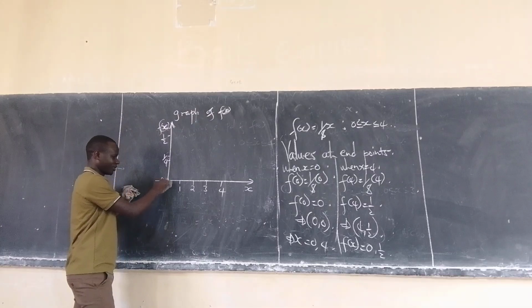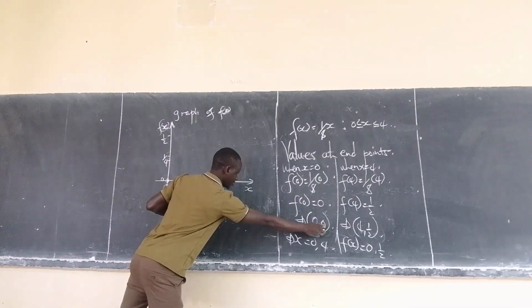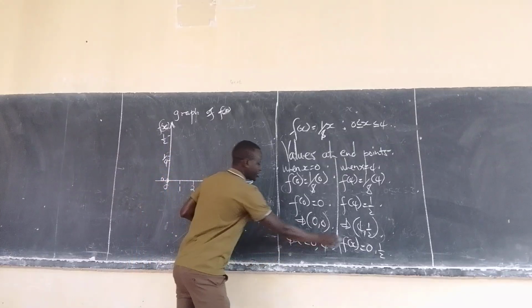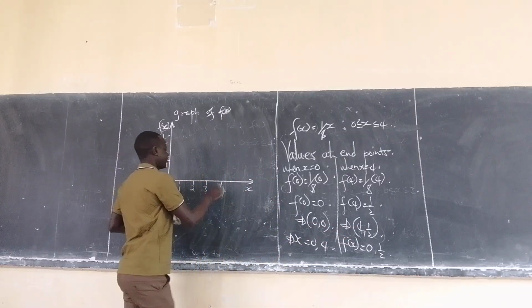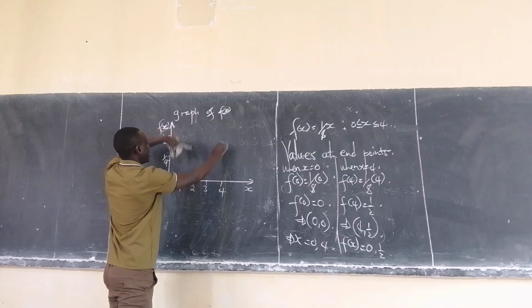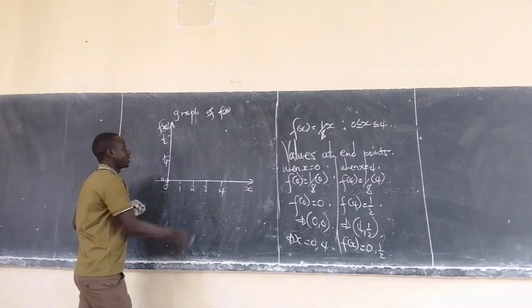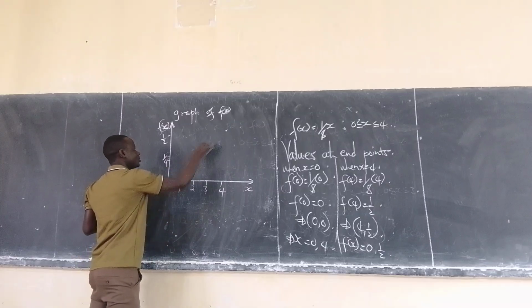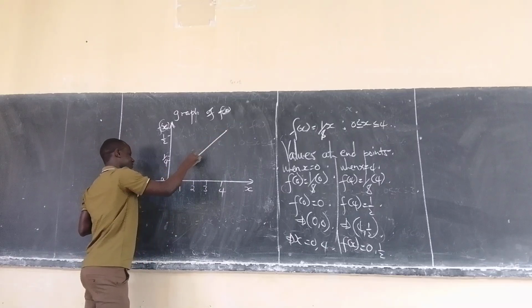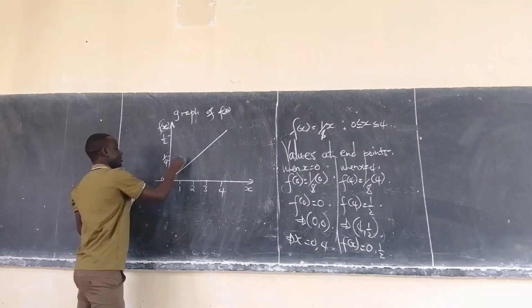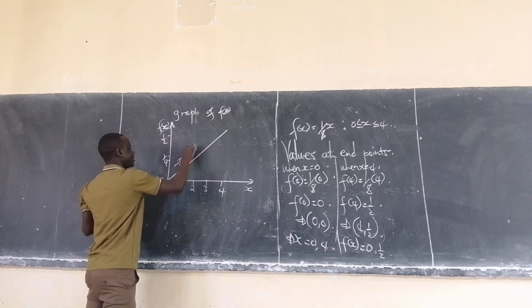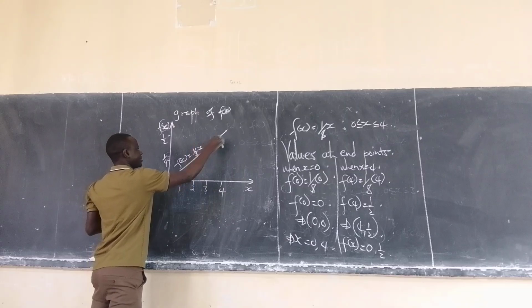When x is 0, y is also 0. The final point is when x is 4, y is a half. Where they coincide, we put a dot. It is a straight line from 0, 0 up to 4, a half. So this is f of x is equal to 1 over 8 x.